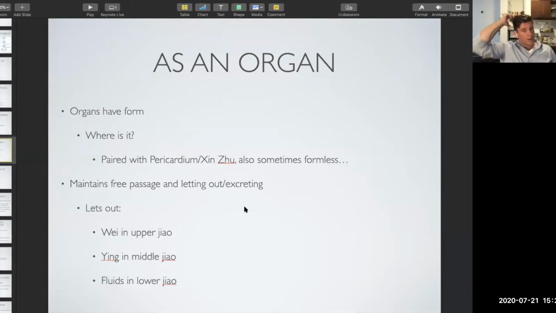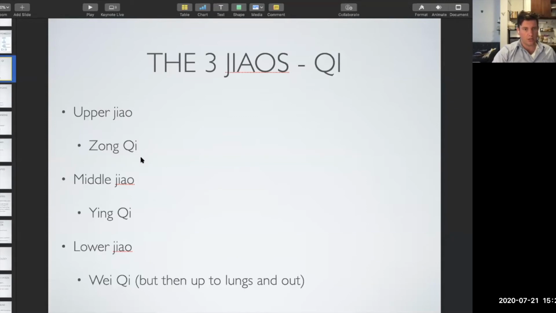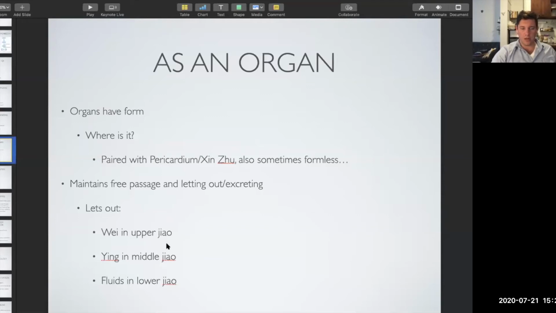The Sanjiao as an organ maintains free passage and letting out, or excreting. So we have these different Qi here: Zong Qi in the upper Jiao, Ying Qi in the middle Jiao, and Wei Qi in the lower Jiao. But we also are going to let out Qi in each of the Jiaos. Wei Qi is let out in the upper Jiao, Ying Qi is let out in the middle Jiao, and then fluids are let out in the lower Jiao, which fits with the idea of it being a drainage ditch and homing to the urinary bladder. Right, so it's going to take in these fluids, bring them to the lower Jiao, let them out.